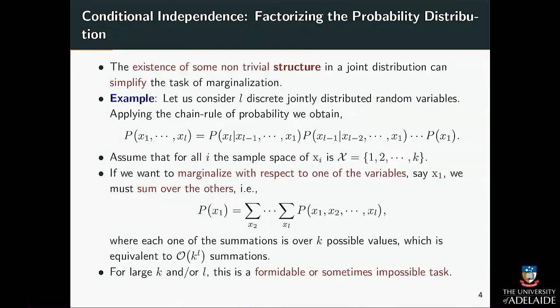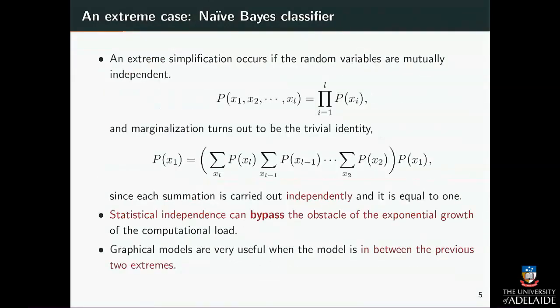Now, is this easy or is this difficult? It is in general quite difficult, right? Because even if these are discrete random variables, let's say that each of them has k values, this operation entails k to the L sums, right? So it's a pretty big object. And so this becomes easily impossible. It's a formidable task.